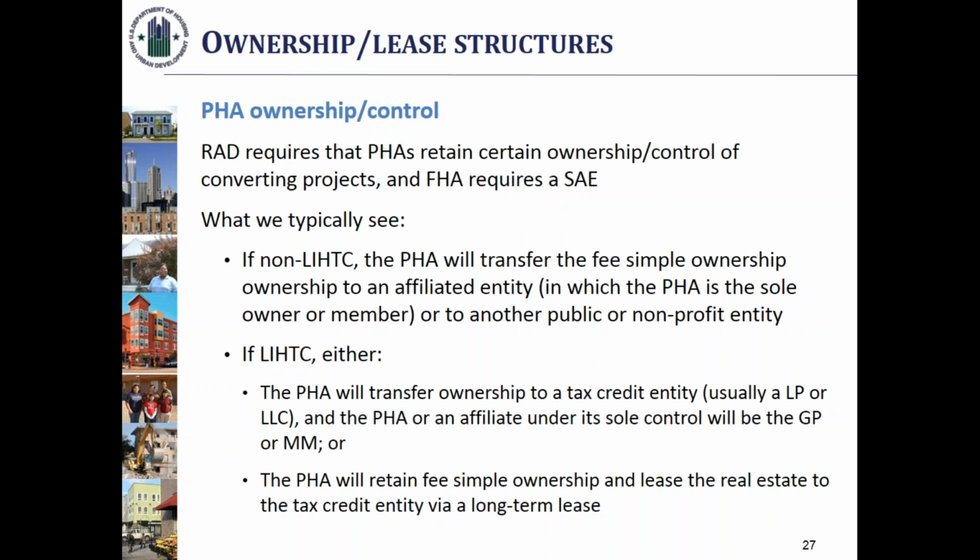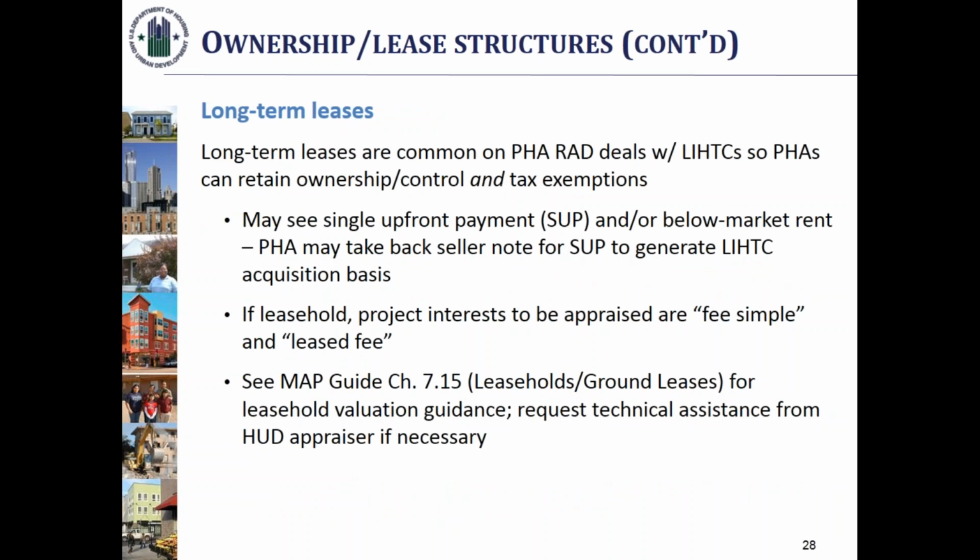Or the PHA will retain fee simple ownership and will lease the real estate to the tax credit entity via a long-term lease. So long-term leases we've found have been pretty common on the RAD deals that we've received from PHAs with tax credits. So the PHA can retain that ownership and control and also still retain their tax exemption. So what you may see is a single upfront lease payment and/or below market rent, and the PHA may take back a seller note for the single upfront payment for purposes of generating tax credit acquisition basis.